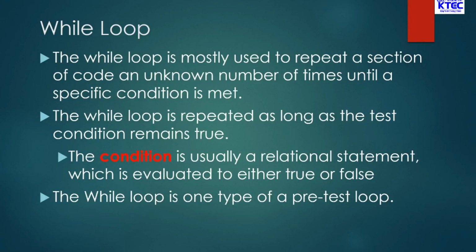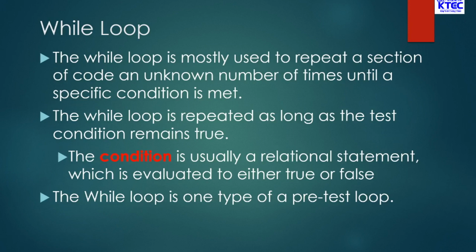While loop. The while loop is mostly used to repeat a section of code an unknown number of times until a specific condition is met. The problem about while loop is this: the number of iterations is not known. When you want to write a program in which the number of times a block of code will be executed is not known, we normally use while loop. So that is that. I repeat this again.